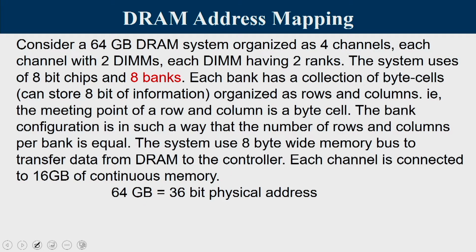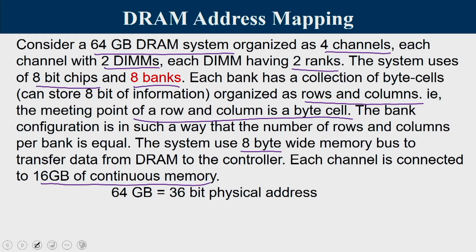Let us now move into the next question in DRAM address mapping. Consider a 64 GB DRAM system organized as 4 channels, each channel with 2 DIMMs, each DIMM having 2 ranks. The system uses 8-bit chips and 8 banks. Each bank has a collection of byte cells which can store 8 bits of information, organized as rows and columns. That is, the meeting point of a row and column is a byte cell. The bank configuration is such that the number of rows and columns per bank is equal. The system uses an 8 byte wide memory bus to transfer data from DRAM to the controller. Each channel is connected to 16 GB of continuous memory.